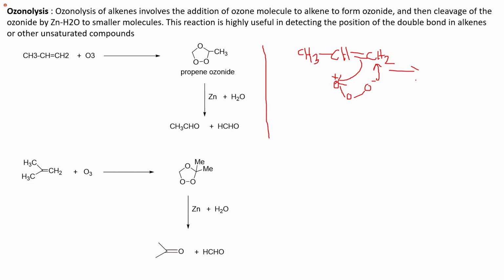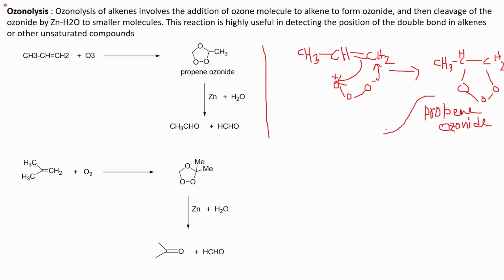Then you are generating CH3, CH, then CH2, then oxygen, another oxygen here and another oxygen here. So now you are generating the propene ozonide. The same way it is written here, this is called the propene ozonide.